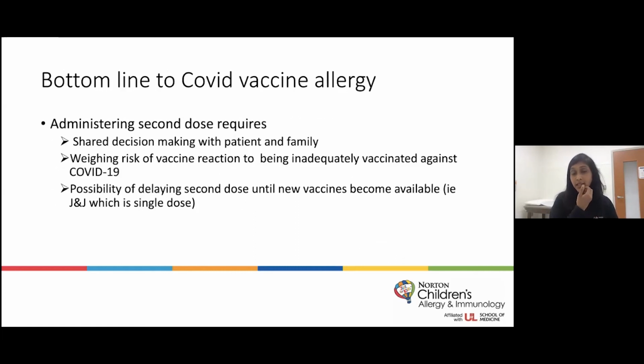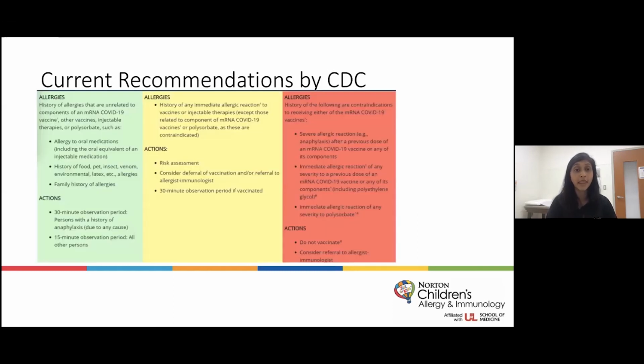So administering the second dose once they've had an allergic reaction to the first dose, obviously there's a shared decision making with the patient and the family. You have to weigh the risk of having a vaccine reaction against being inadequately vaccinated against COVID-19. You could also delay the second dose until new vaccines become available, especially Johnson & Johnson, obviously after we're done with this pause. In fact, the lady in Alaska, against medical advice, went ahead and got Johnson & Johnson and did fine because she was very determined to get the vaccine in general.